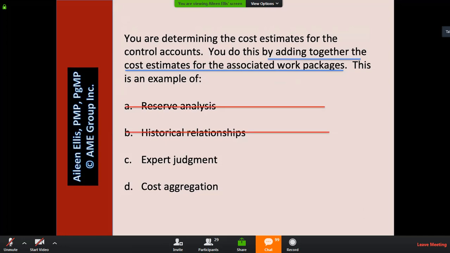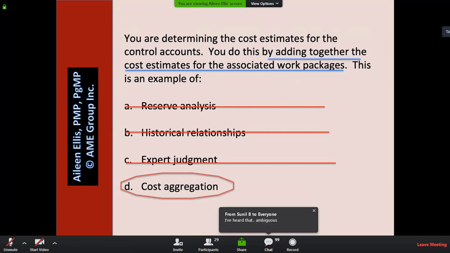It's not reserve, it's not history, it's not expert, it's cost aggregation. Cost aggregation means to aggregate or add numbers together. Again, is D the perfect answer? No, but it's the best answer from this list. The perfect answer would have been bottom-up estimating.